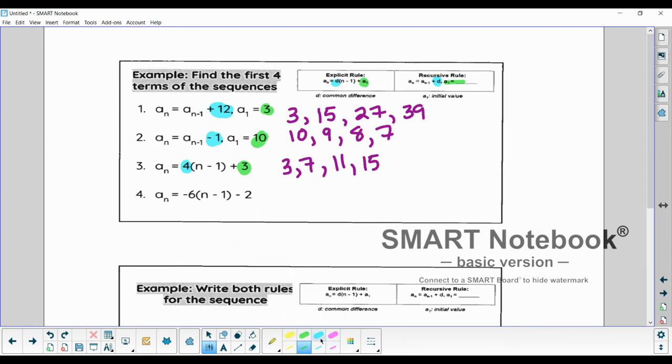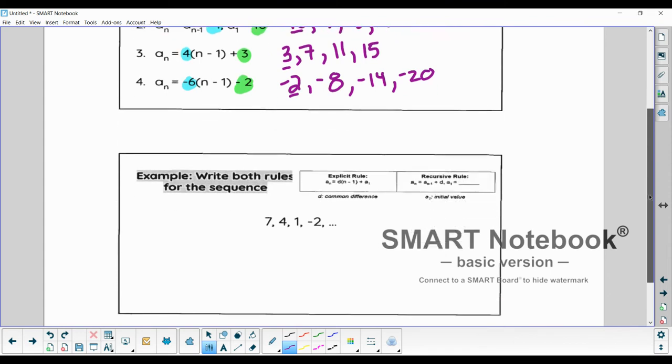This next one, D is -6, so we're going to be subtracting 6. N is -2, so we're going to be starting at -2. -2, subtracting 6 each time. So the green numbers are our first term of the sequence. Our blue numbers are our common difference, how we get to the next term of each sequence.